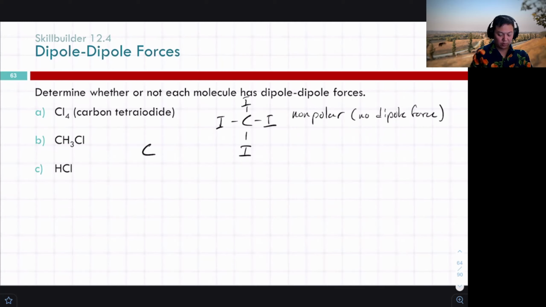For this next one, we have carbon. Then our skeletal structure will look like this. So here we do not have the same atom for all of these. We have chlorine on one end. So this one's going to be polar, which means it does have dipole force.